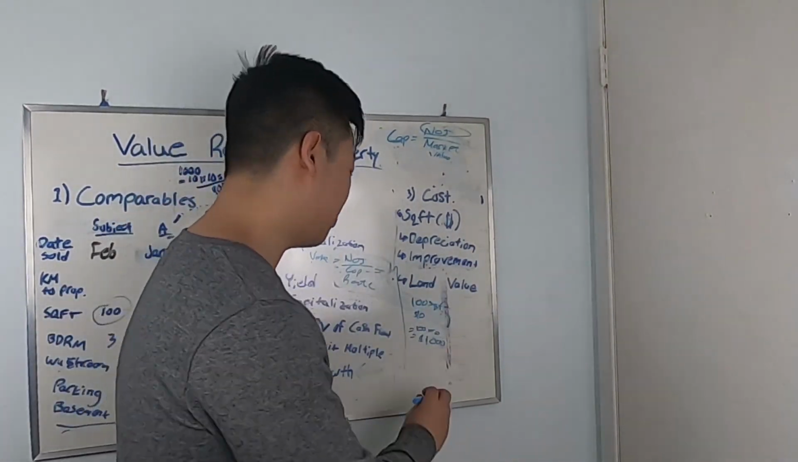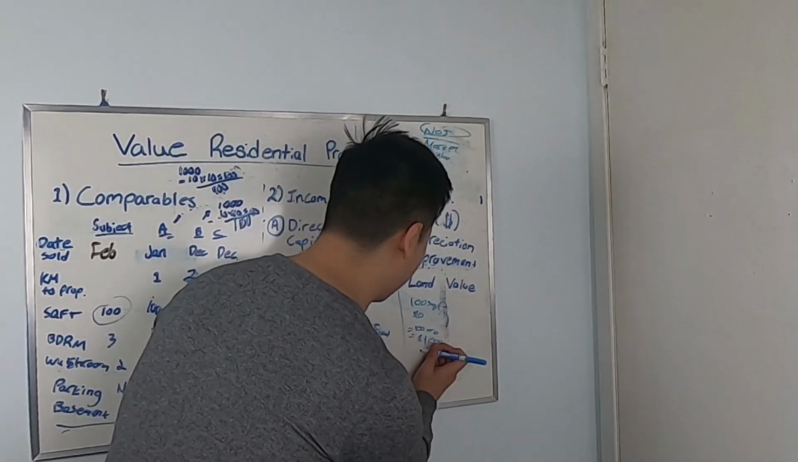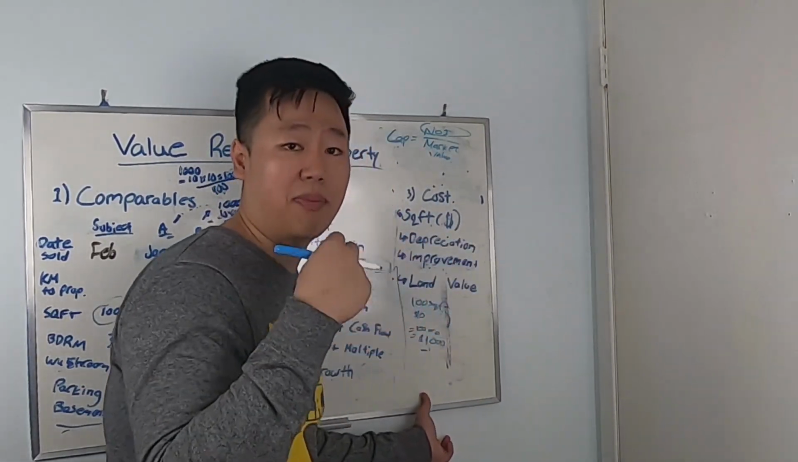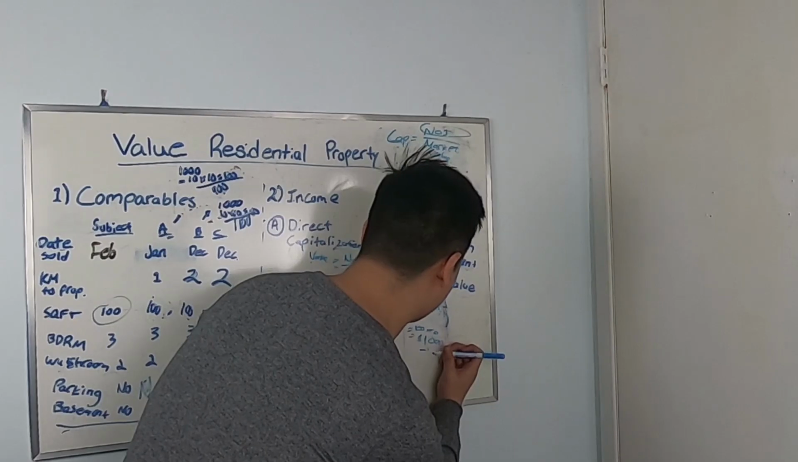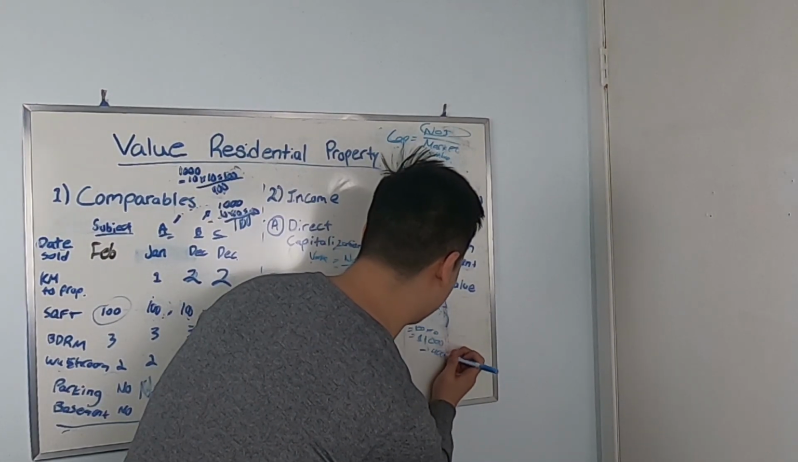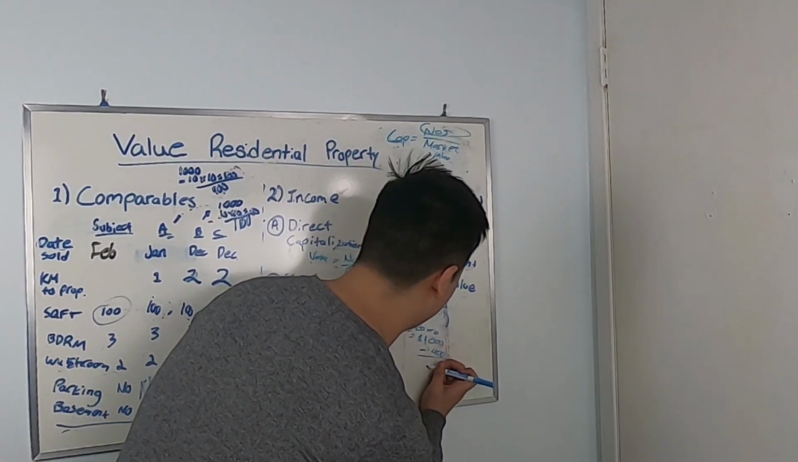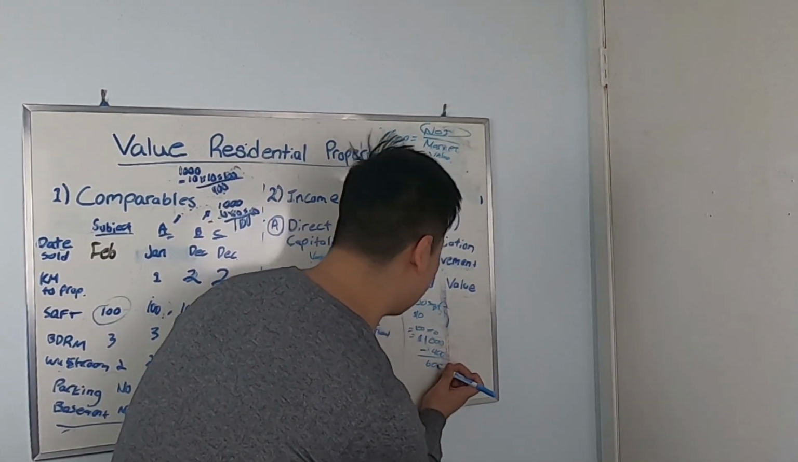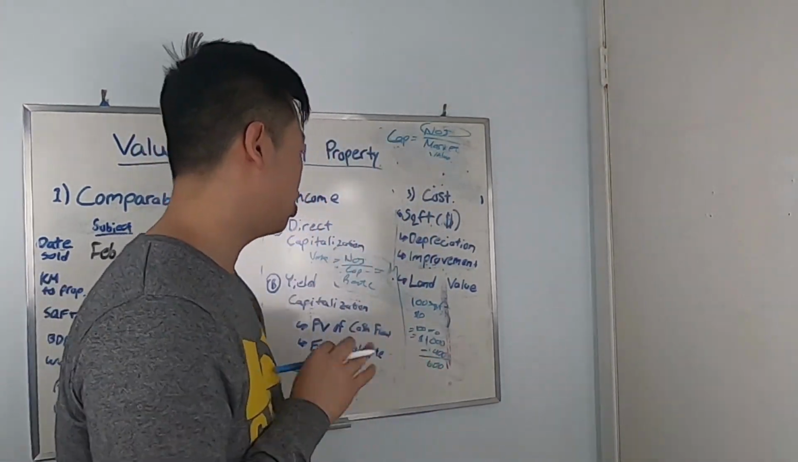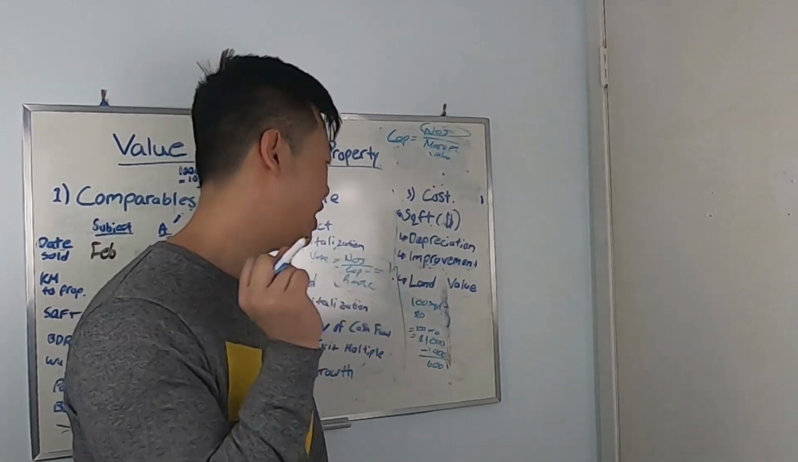So right now the house is valued at $1,000, and then you subtract the depreciation of 40%. So 40% of $1,000 is going to be $400. So now the actual value of the house is going to be $600. The value of the house is $600 once you strip out depreciation.